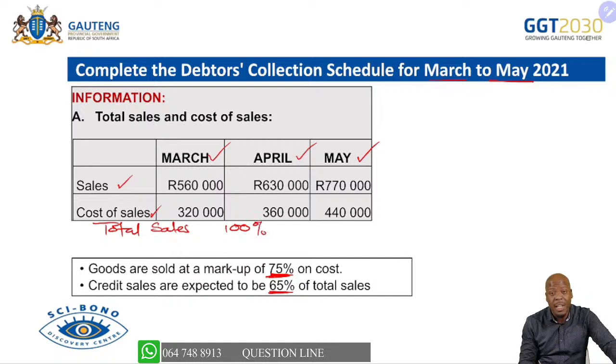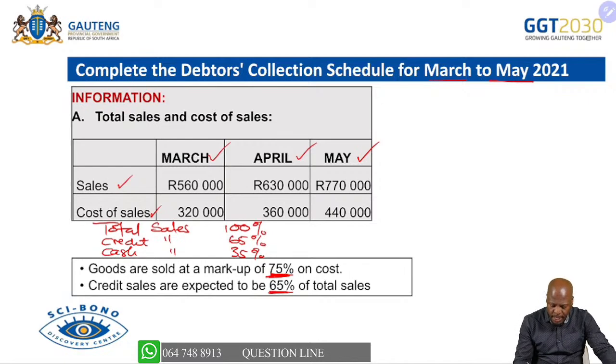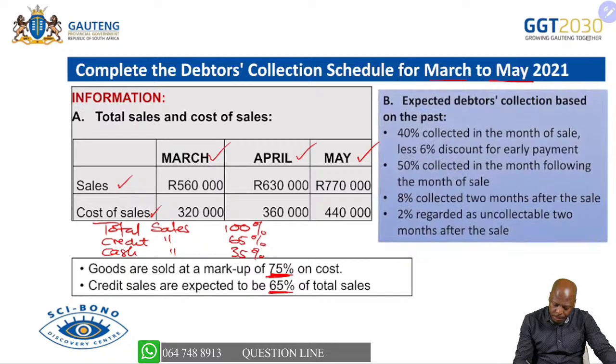And in my total sales, I have, number one, cash. I also have credit. So they're telling me that credit sales are expected to be 65%. I'm just explaining this so that you can understand. Credit sales are 65%. Therefore, it means your cash sales will be 35%. Please just keep that in mind.